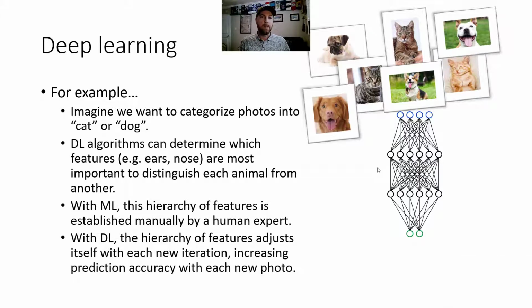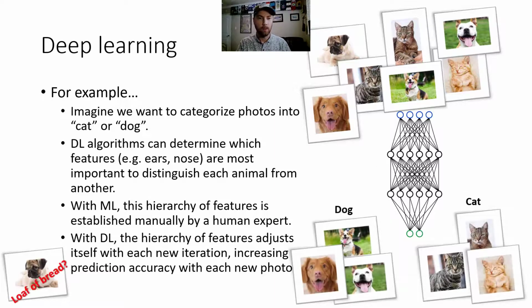For example, imagine we want to categorize photos into cat or dog. On the right-hand side here, we have 7 photos of cats and dogs, and let's say the goal is to categorize them by species type. Deep learning algorithms can determine which features, for example, a cat's ears or a dog's ears, a cat's nose or a dog's nose, or a tail, are the most important to distinguish each animal from another. With machine learning, this hierarchy of features is established manually by a human expert. With deep learning, the hierarchy of features adjusts itself with each new iteration, increasing prediction accuracy with each new photo.